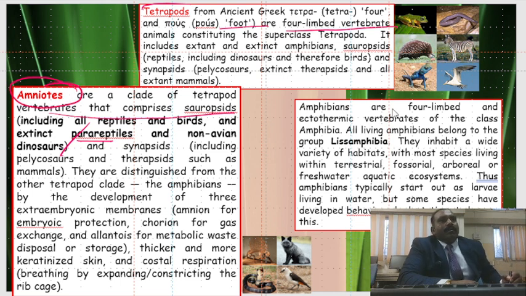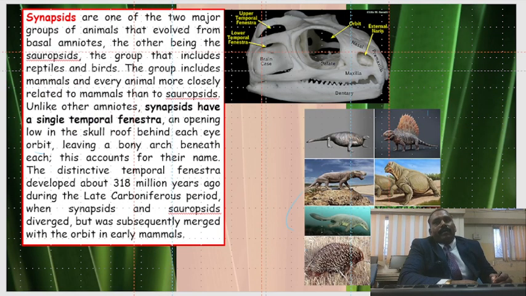The amphibians are 4-limbed and ectothermal vertebrates of the class Amphibia. All living amphibians belong to the group Lissamphibia and inhabit a wide variety of habitats, in the water and above the water, that is a terrestrial environment. Synapsids are one of the 2 major groups of animals that evolved from basal amniotes, the other being the sauropsids. The sauropsid group includes reptiles and the birds. The synapsid group includes the mammals.